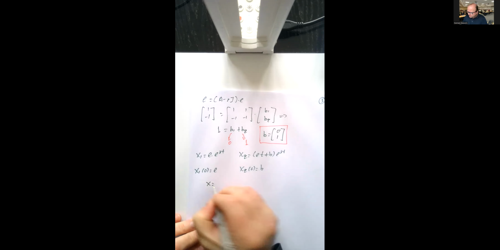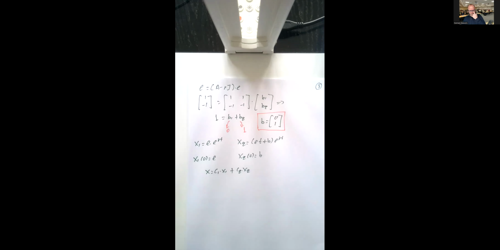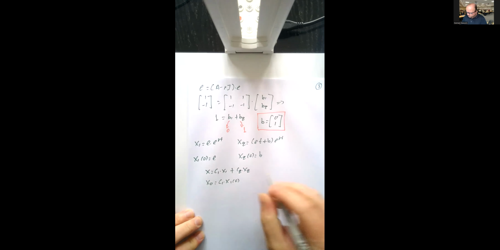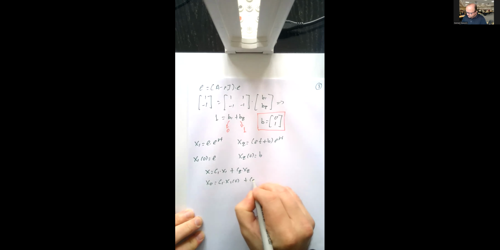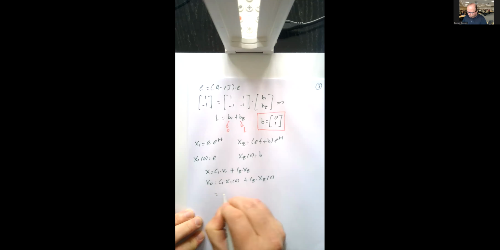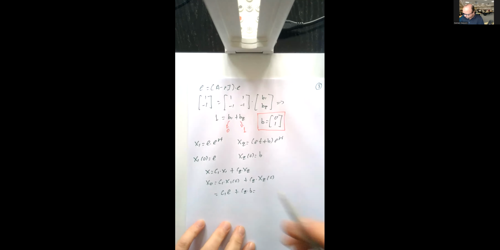So now my general solution is c1 x1 plus c2 x2. I'm going to evaluate this at the instant 0. So c1 x1 at the instant 0 plus c2 x2 at the instant 0. So I can just put them now, c1 times e plus c2 times b equals the now calculated initial state vector 1 and 0.